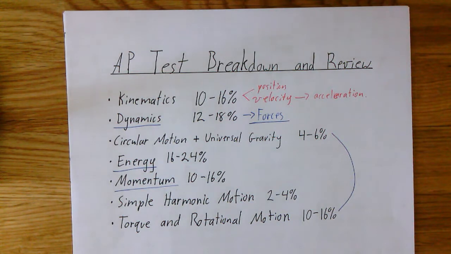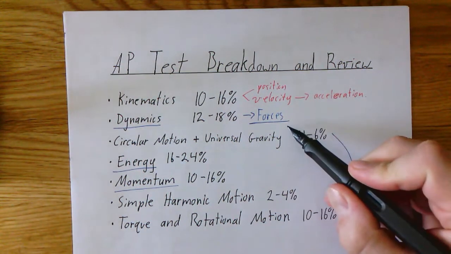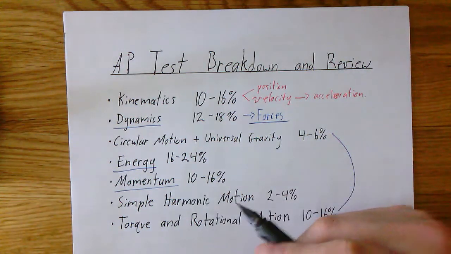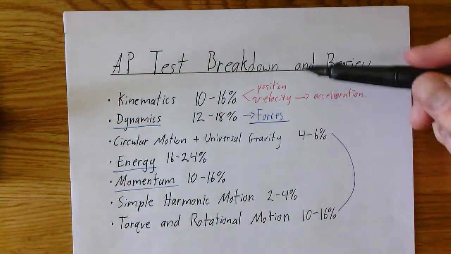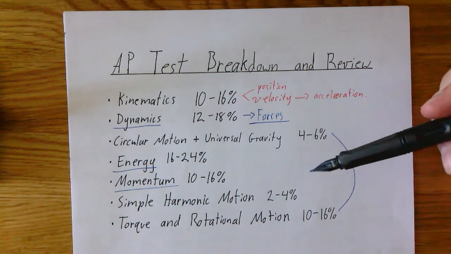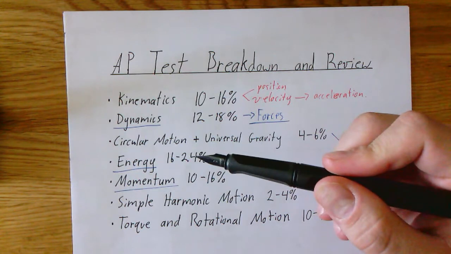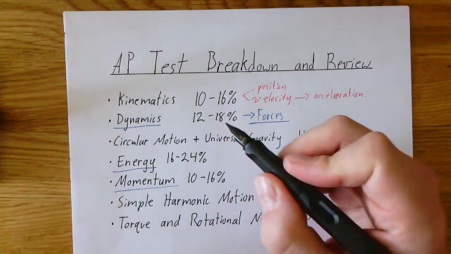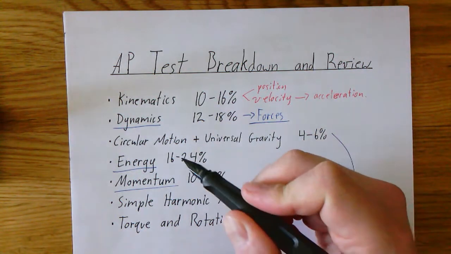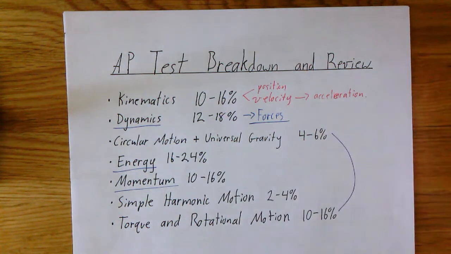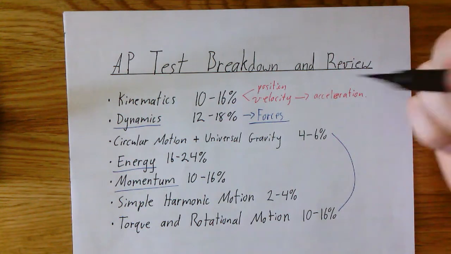All right, so let's look at our AP test breakdown. Last video, we went over forces, and we went over energy and momentum. Let's look at those really quick. They're where we want to focus most of our energy because do you see these big numbers here for the percentage of how much the test is going to be on that topic? They're where most of the stuff is. So we really need to know that stuff pretty well.